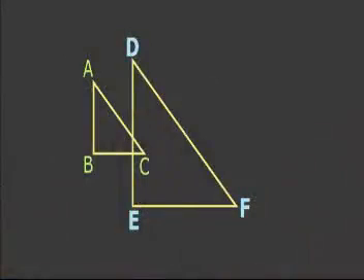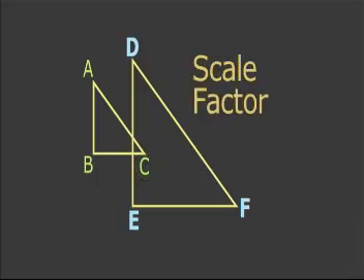This is triangle ABC. And this is triangle DEF. Triangle DEF is exactly 2 times the size of triangle ABC. Another term for that is scale factor. The scale factor of these 2 triangles is 2.